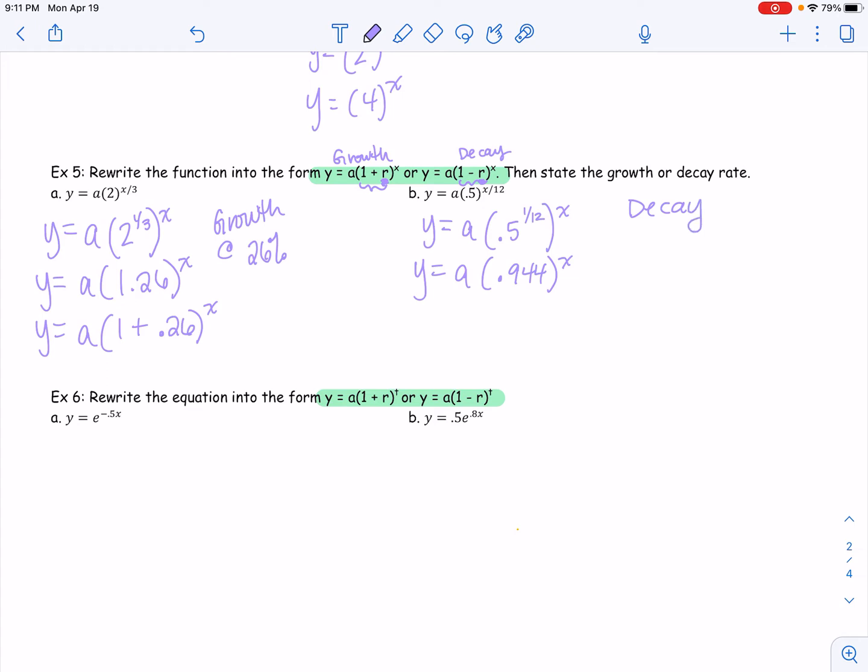So I want to rewrite it so that it looks like y equals a times 1 minus what? 1 minus what gave me 0.944? Well, that would be 0.056. So again, now I can tell you specifically it's decaying at a rate of, this is not 0.056%. Remember, to change a decimal to a percent, we would move it 2 places to the right. So this is actually a 5.6% decay rate.